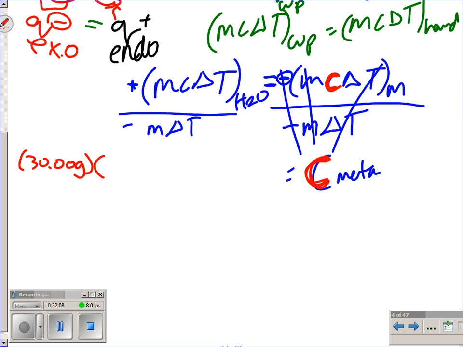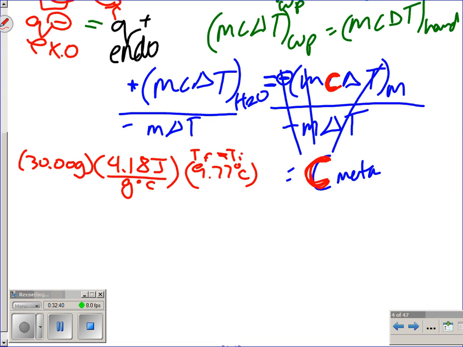Joules per gram degree Celsius. Okay, and then what's my delta T? Remember, how do you find delta T? It told you in the simulation. T final minus T initial. So I'm doing the difference. 29.77 minus 20 is what? 9.77. 9.77 degrees Celsius, because I did T final minus T initial.